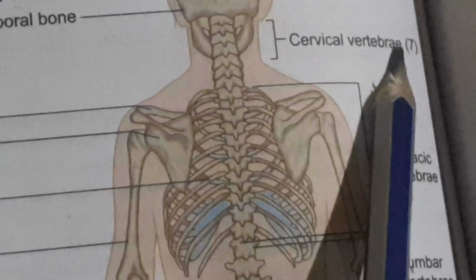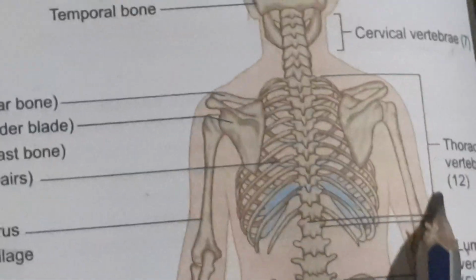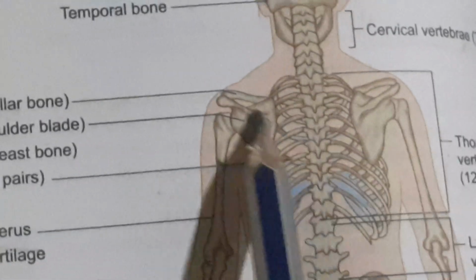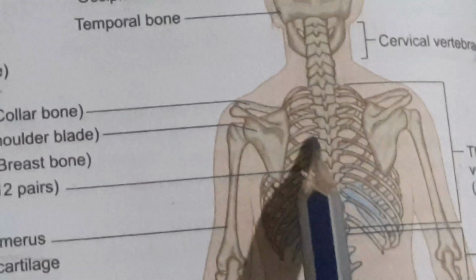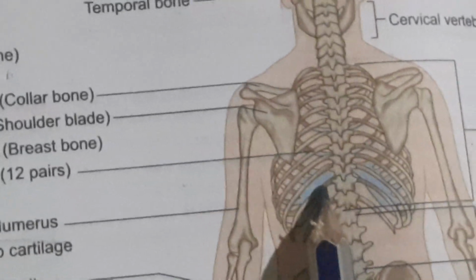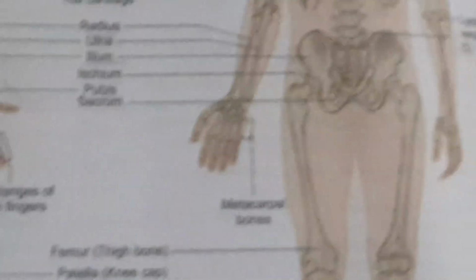That is only 7. Now here comes the thoracic. These are 12. You can read 1, 2, 3, 4. You count there. These are always 12. In any book you can go through it. It will always be 12 bones. 12 tiny bones.